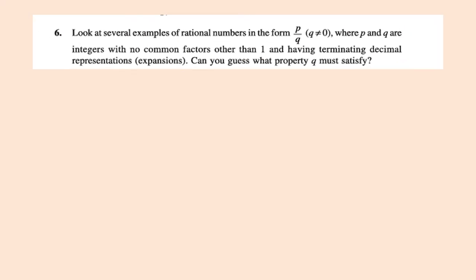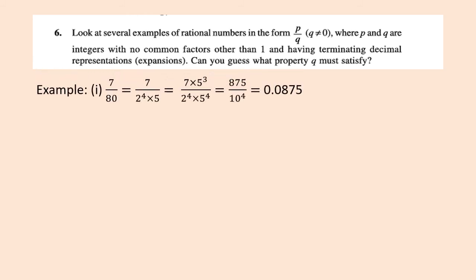Question number 6. Look at the several examples of rational numbers in the form p upon q, q not equal to 0, where p and q are integers with no common factors other than 1 and having terminating decimal expansion. Can you guess the property q must satisfy? So you take an example, that is 7 upon 80. It is a rational number and you have to factorize the denominator. Here the denominator is 80.